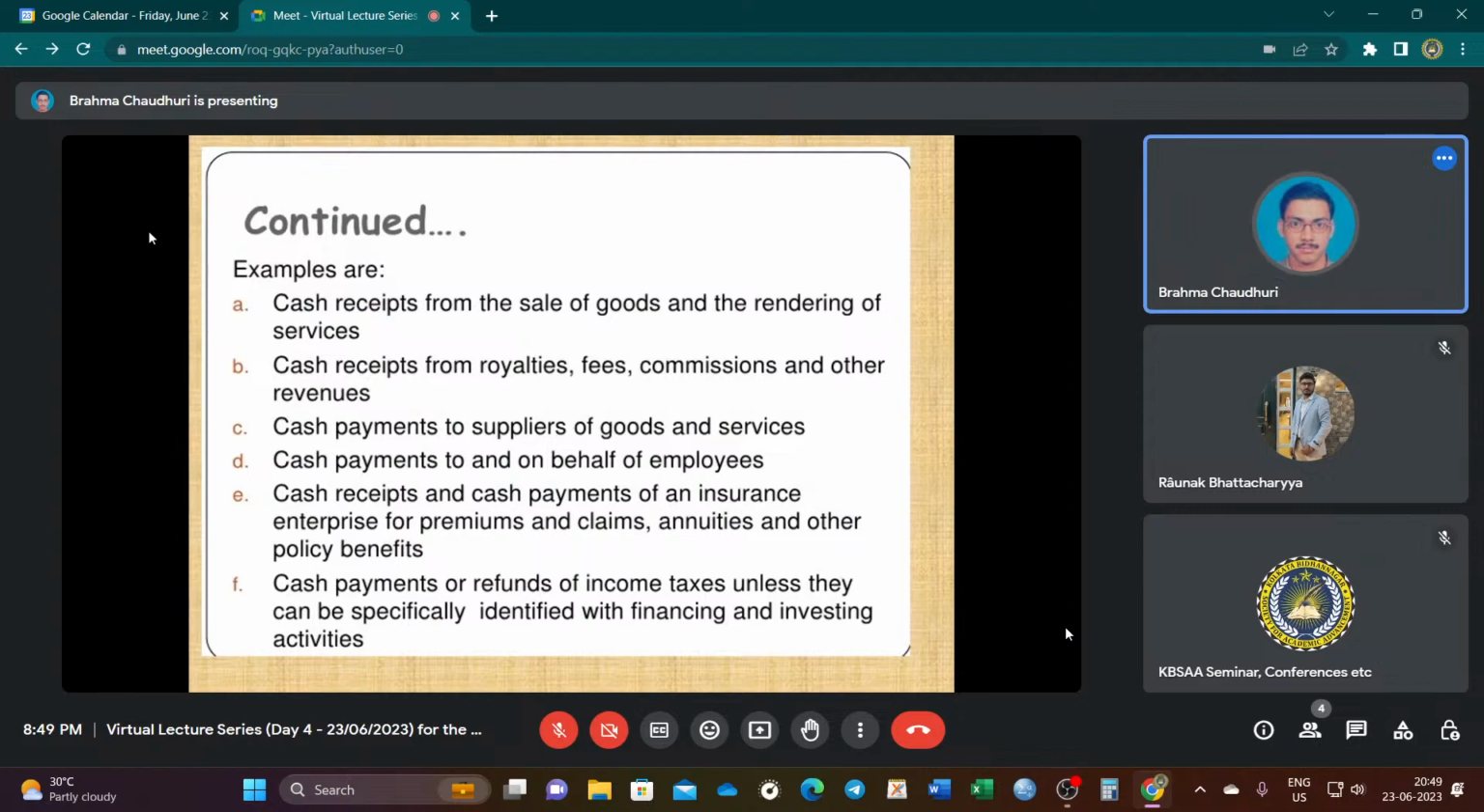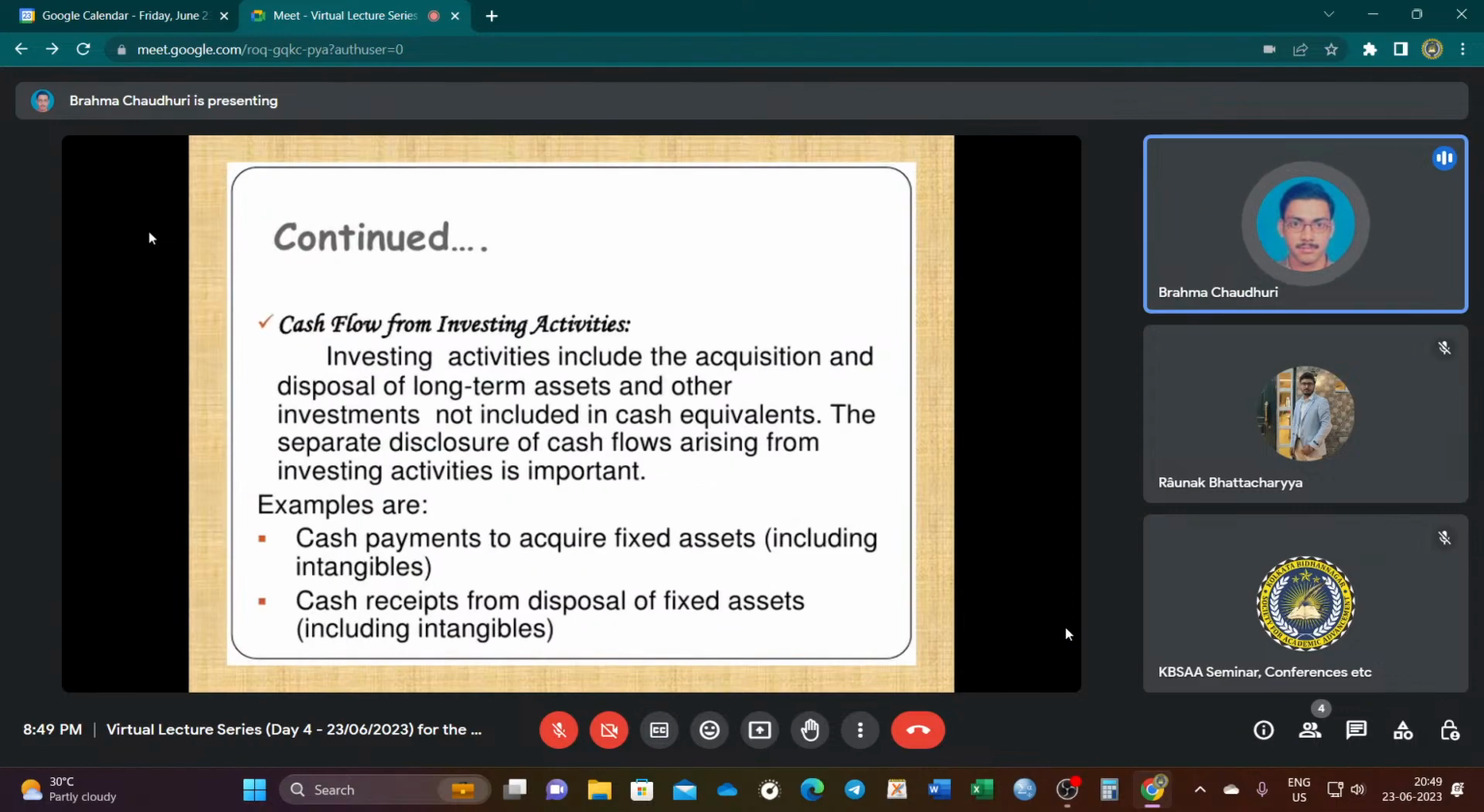Next, we have cash flow from investing activities. Investing activities include the acquisition and disposal of long-term assets and other investments not included in cash equivalents. So investing activities means we are investing in certain assets, fixed assets, that is the long-term assets, or we are acquiring those assets, or we are selling off, that is disposing those assets.